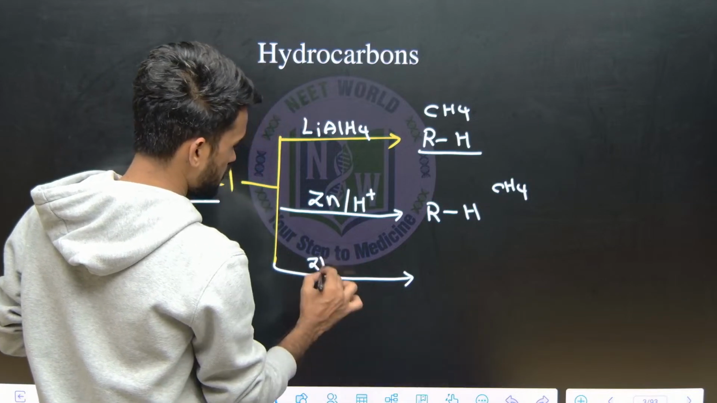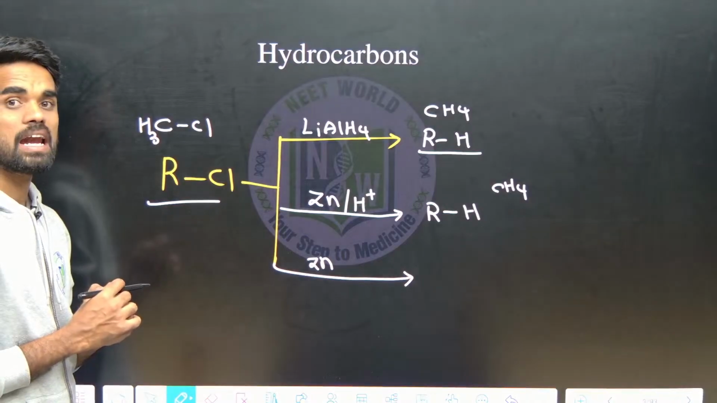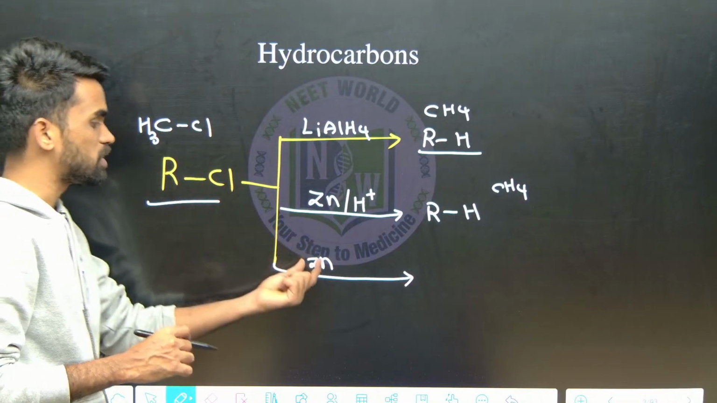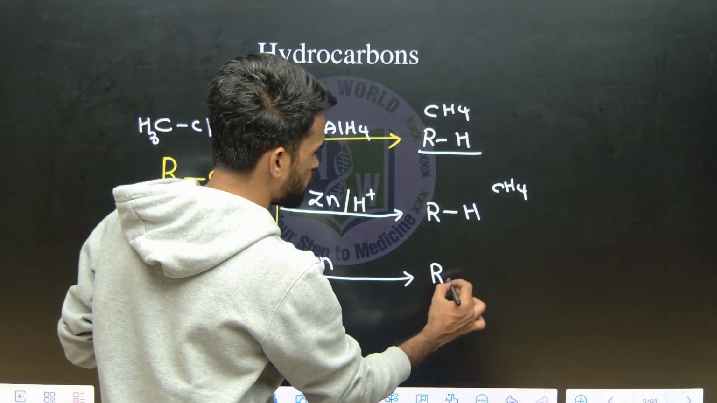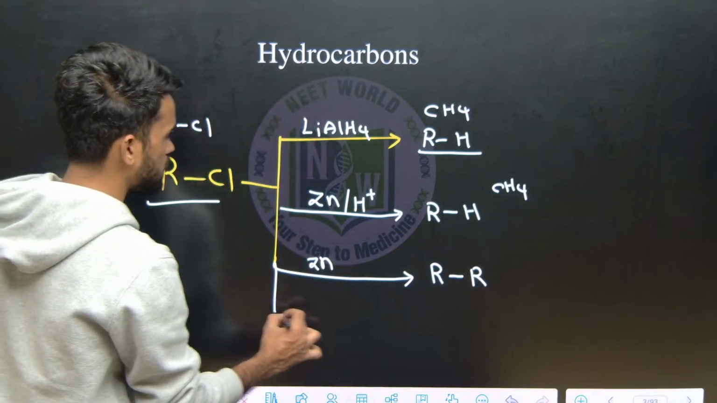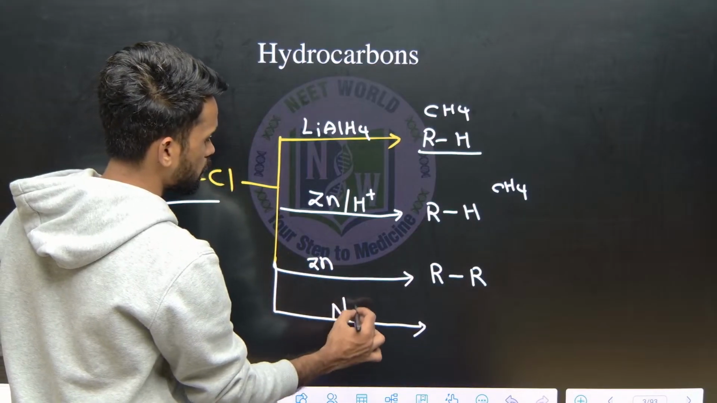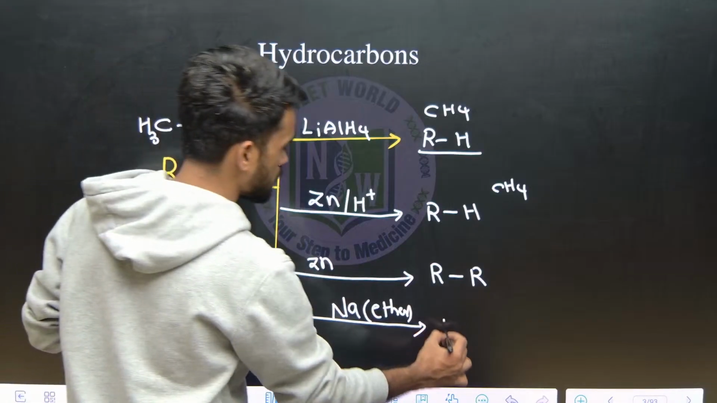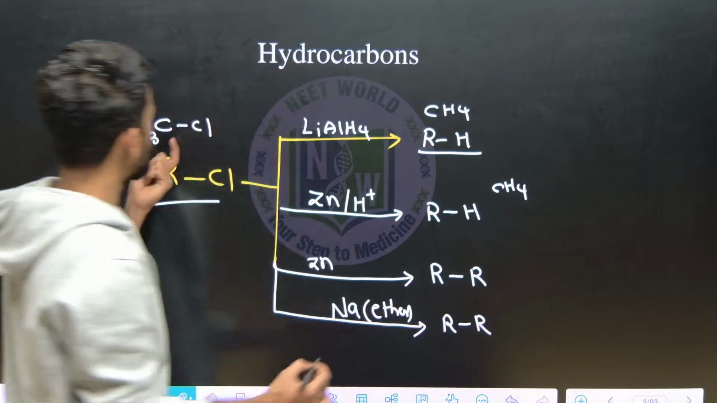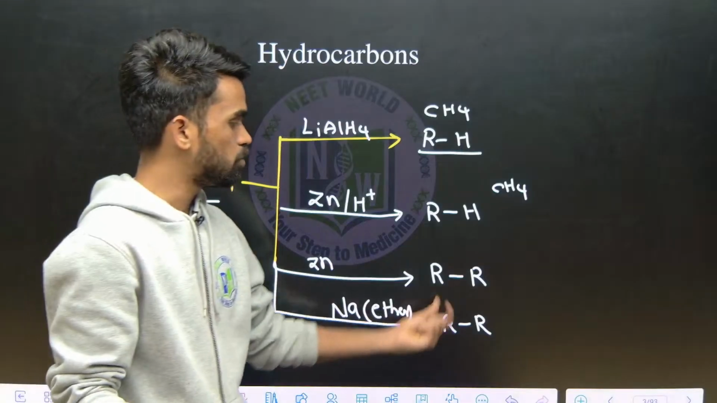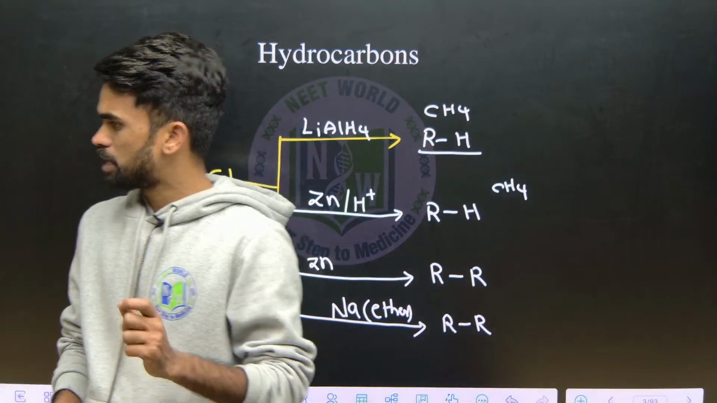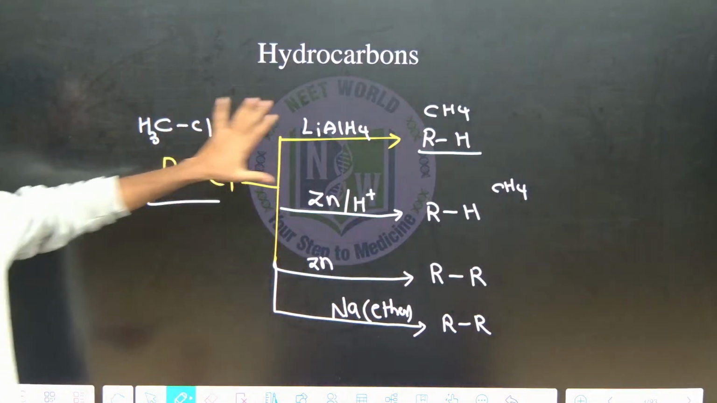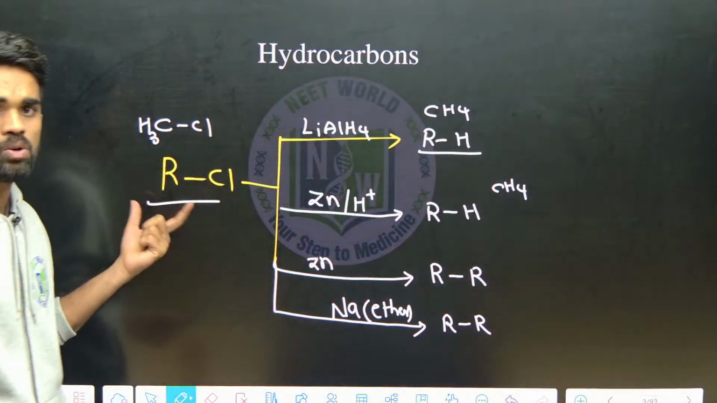And if I treat the same thing with zinc metal, that is nothing but the Frankland reaction we discussed. What do we mean by Frankland? 2 moles of alkyl chloride with zinc metal gives RR type of product. And even if you treat this with sodium in dry ether, this also gives RR type of product. If it is methyl chloride, you will get ethane in both cases. Remember these reactions.